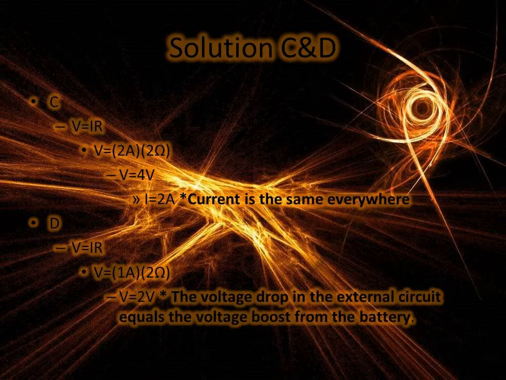For D, you're going to use the same equation. You're going to use V equals IR. V is going to equal, your I is going to equal 1, and your R is going to equal 2. So 2 times 1 equals 2. So you're going to have 2 volts.